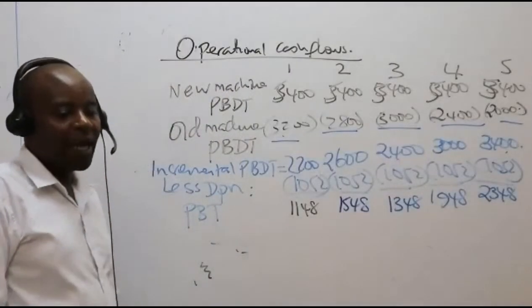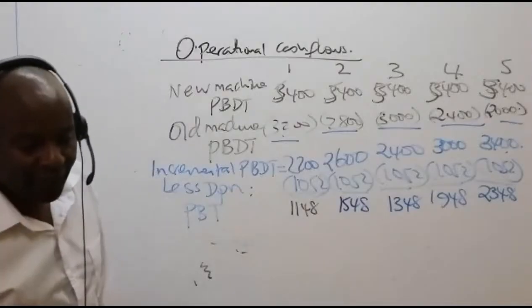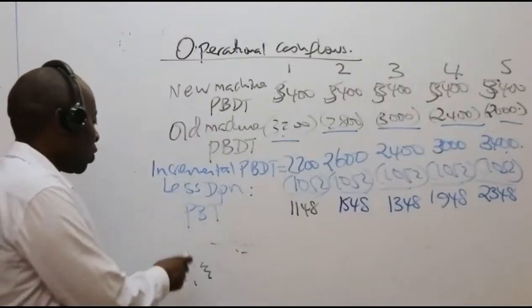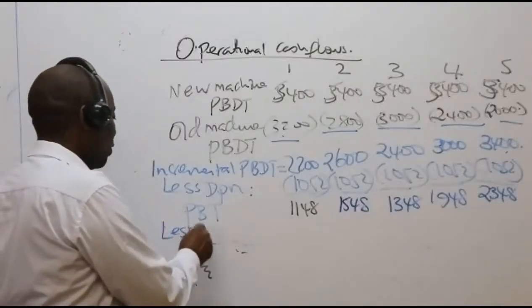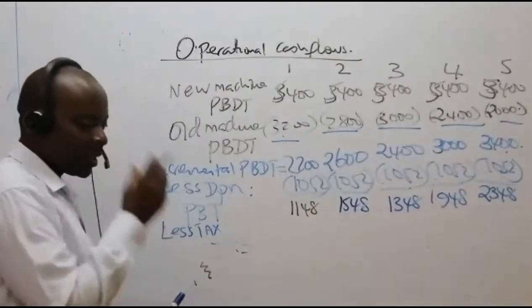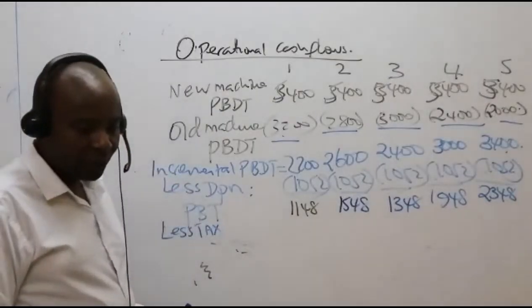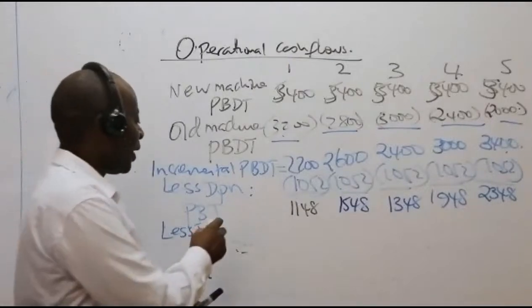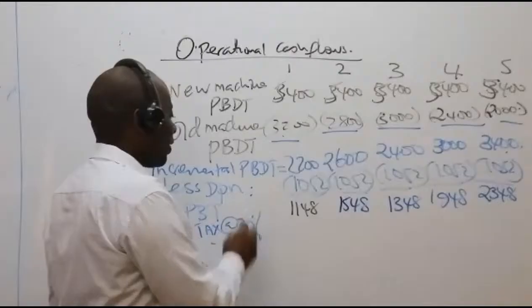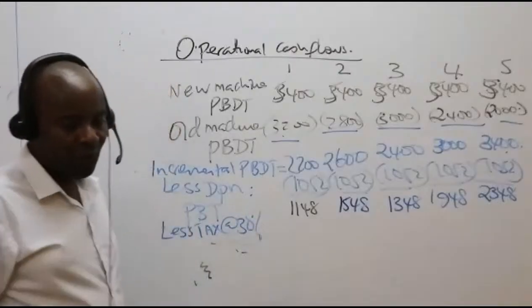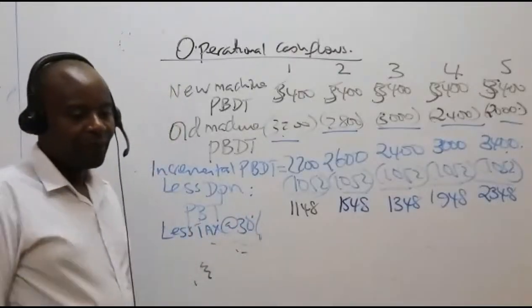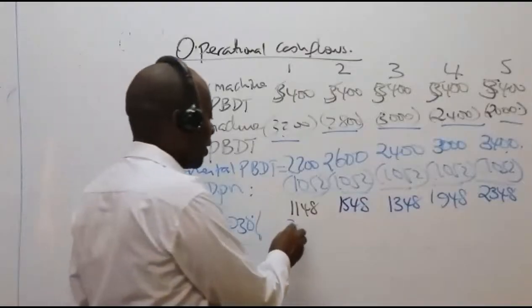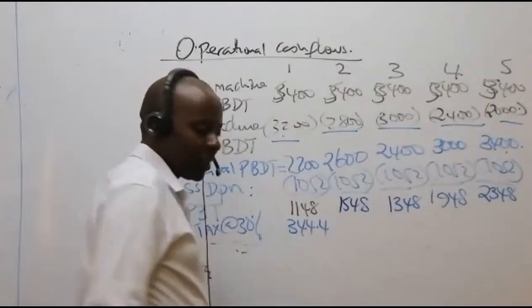The next thing, what will it be, somebody? We less tax. Thank you very much. So less taxation. They have given us the rate, a rate of 30%. So 30% of 1148 gives me what figure? 30% of 1148 gives me 344.4.